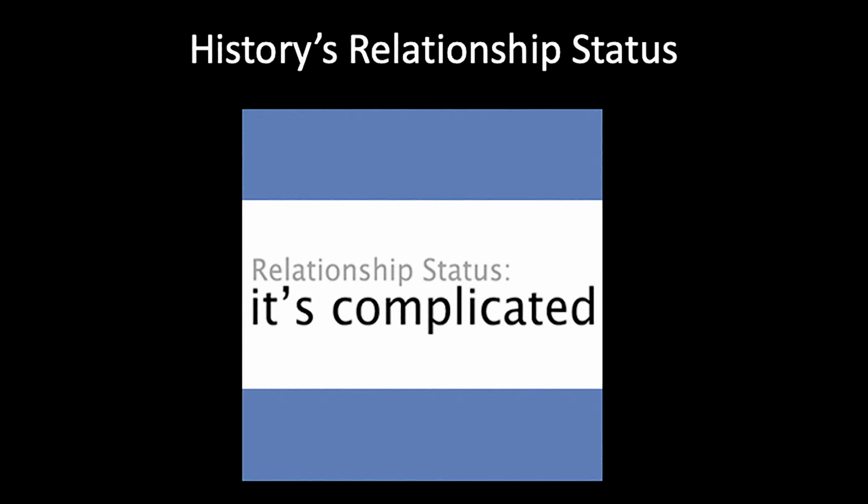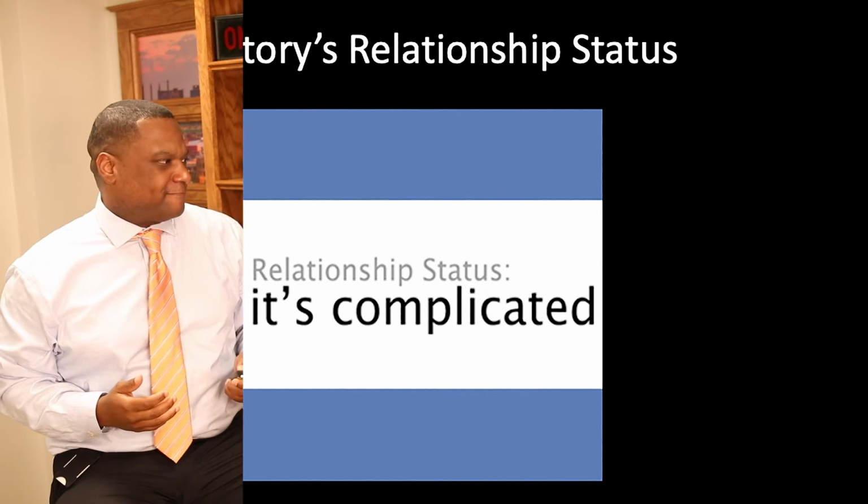So history is basically a relationship status. It's complicated. We know something happened. Did something happen at the beginning to cause that food fight? Or did something happen that was just a spontaneous, combustible interaction that made everybody start slinging peas and pears through the air? So let's look at this.